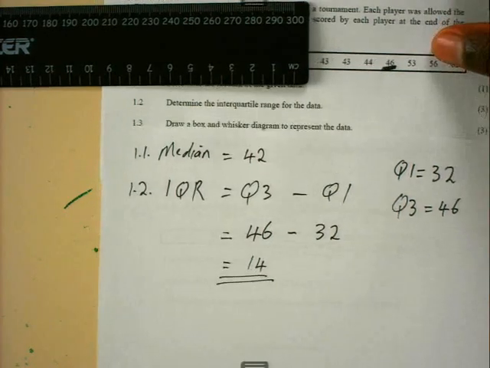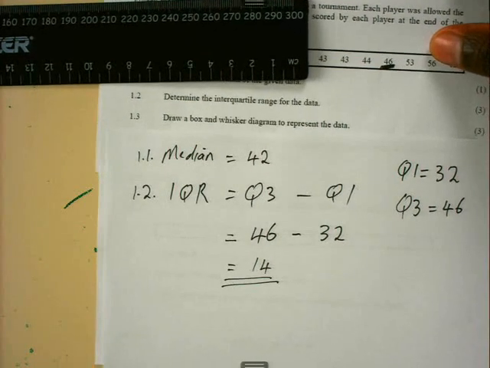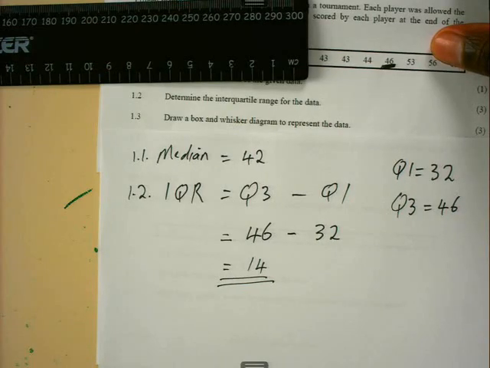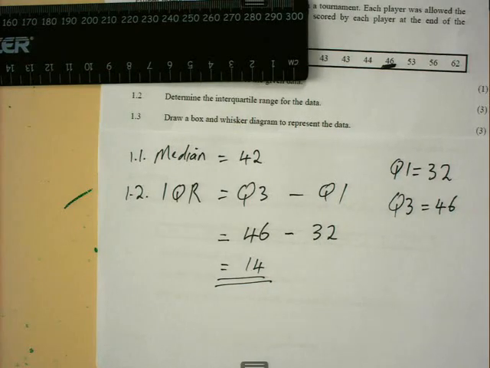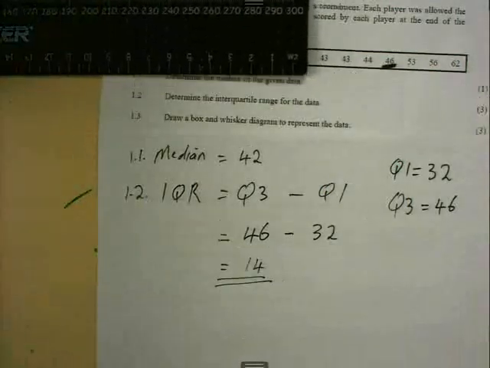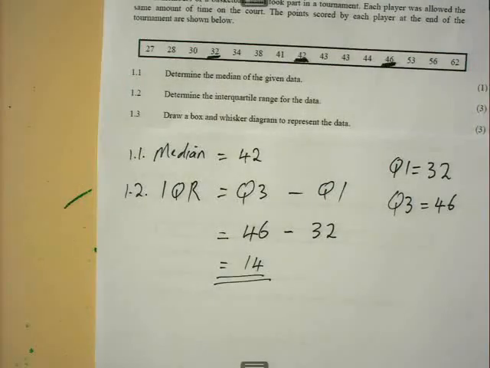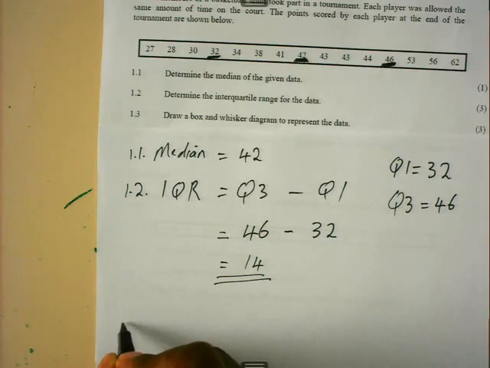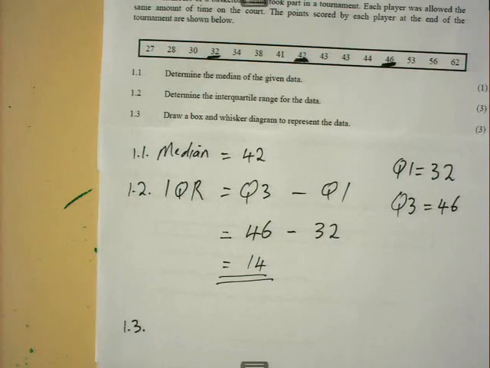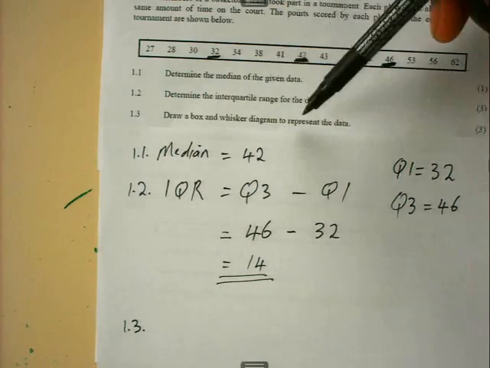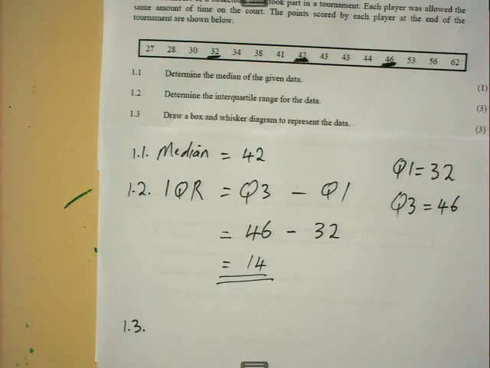The next question: draw a box and whisker diagram to represent the data. This is 1.3. Remember, for you to draw a box and whisker diagram to represent this data, firstly, you must identify the 5-number summary.